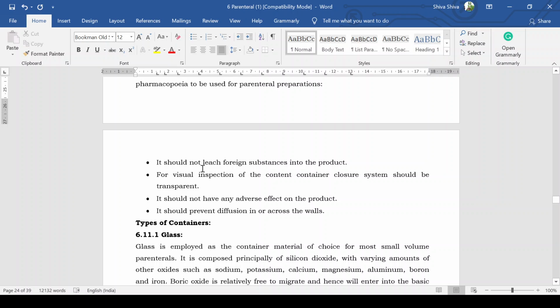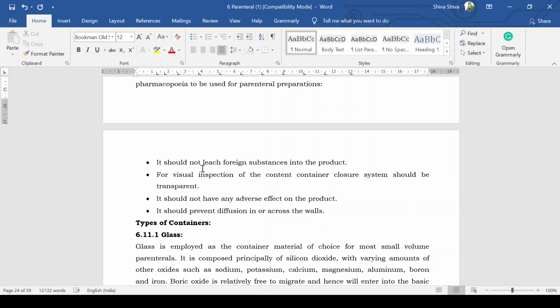Sometimes what happens, like if plastic is there, plastic may leach its material, like plasticizers, into the product. This leaching may cause change in pH, change in alkalinity of the preparation. So one of the requirements for a material to be used for the packaging of parenteral products is that material should not leach its components into the parenteral product.